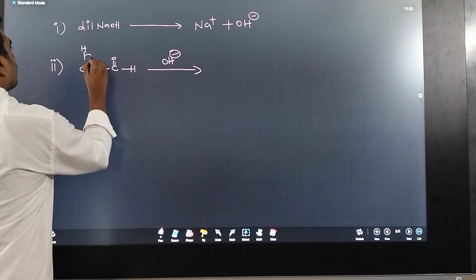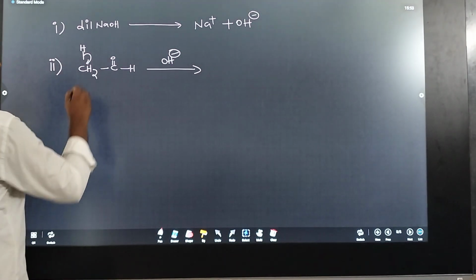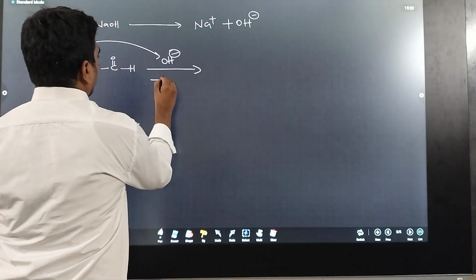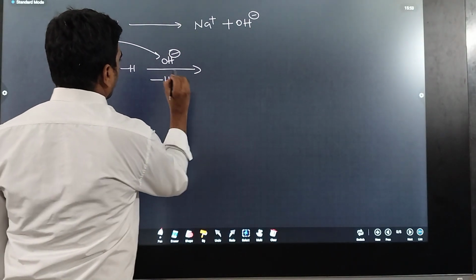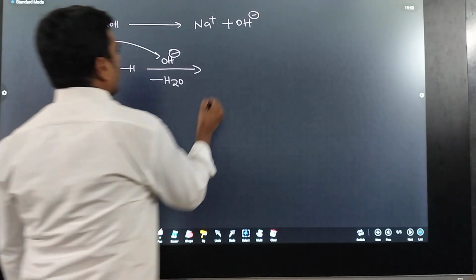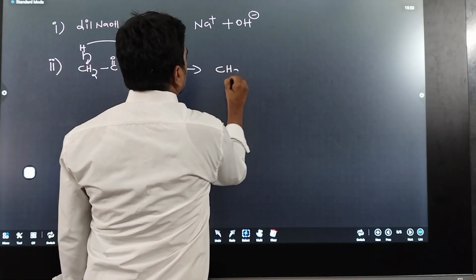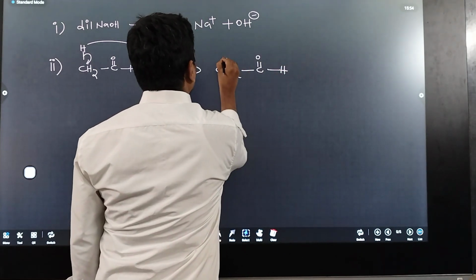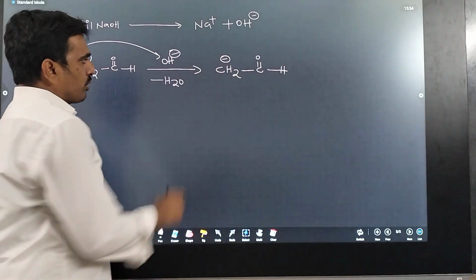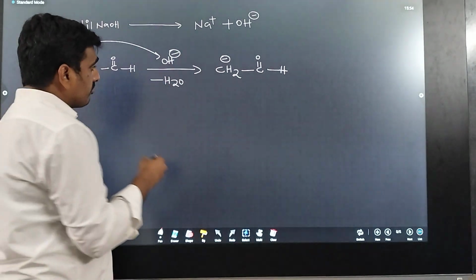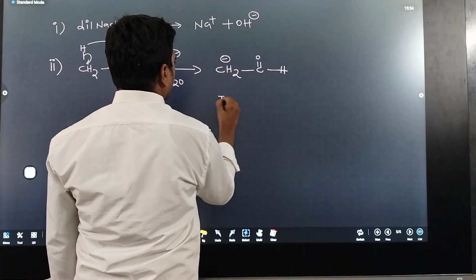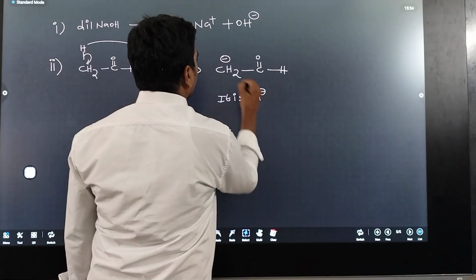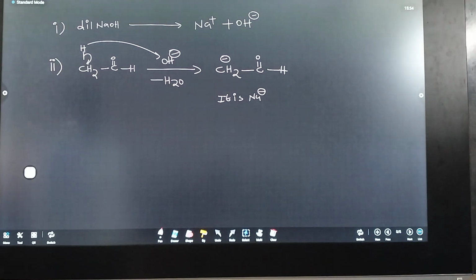So electron displacement towards here, okay, this proton captured by this hydroxy group, eliminated as water molecule. So in first mole it forms carbanion. So this carbon gets negative charge. So it acts as a nucleophile, because of electron rich species.